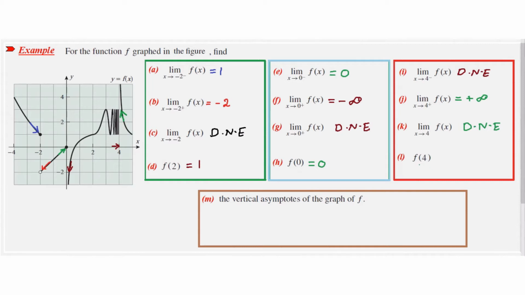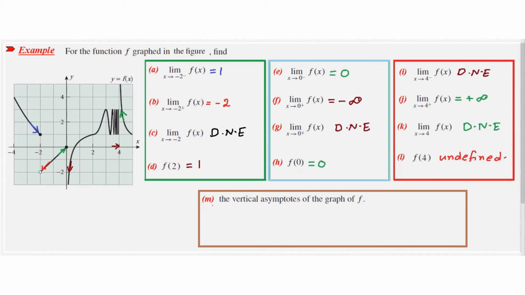And if you want to find f(4), you have to take the closed circle. We don't have any value of f(4) here, so f(4) is undefined. No image for x equals 4 under the function f.